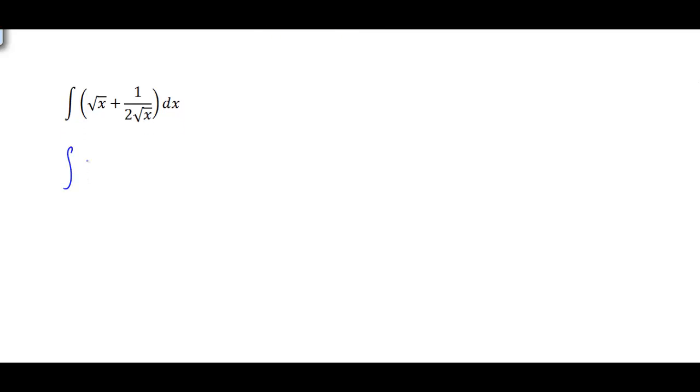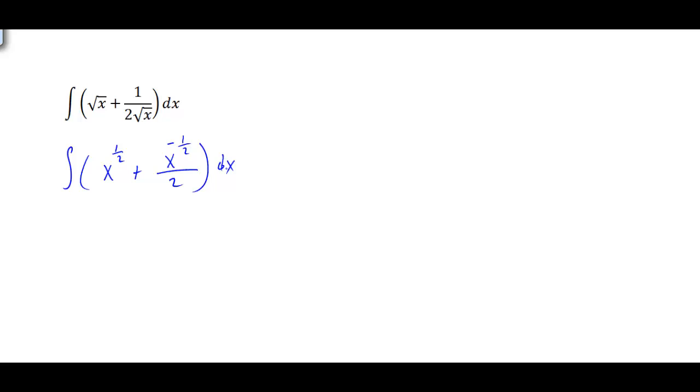So we can write this as the integral of the square root of x. If it's easier, you can think of that as x to the 1/2 power plus, and if we move this up to the top, this x becomes to the 1/2, but because we move it to the top, it becomes a negative 1/2, and we'll keep the 2 on the bottom.